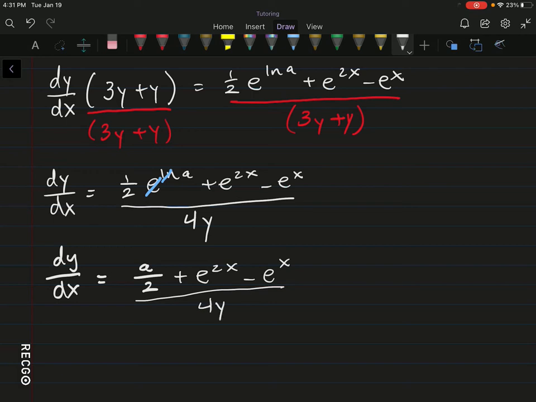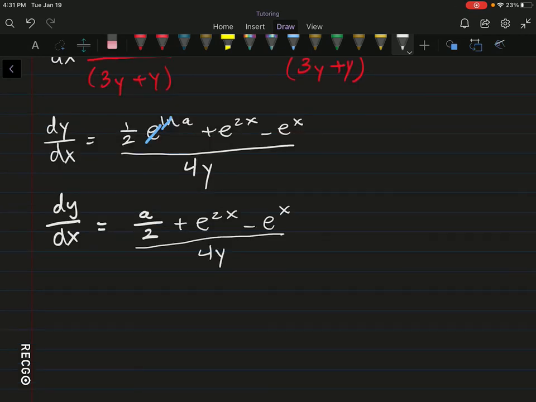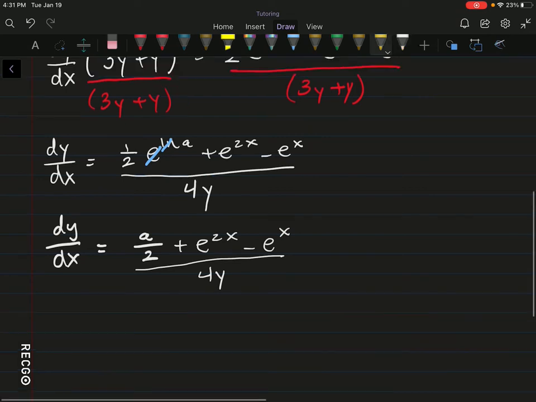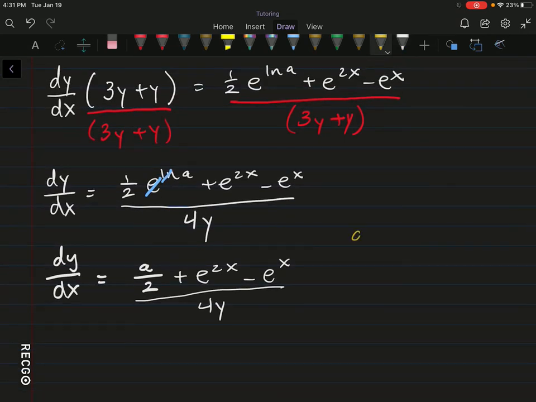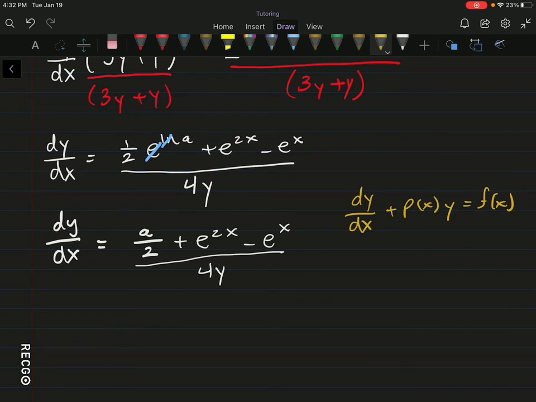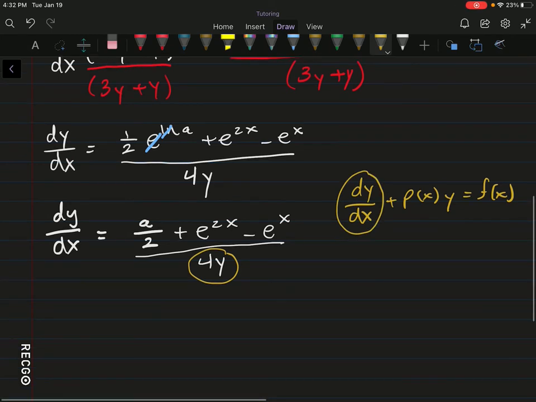over 4y. So now that we're here, we notice that we can't put it into form 2, because form 2 requires us to have dy dx plus p of x times y is equal to f of x. And there's no way for us to move this y over to the other side without it being multiplied to dy dx, and we can't have anything being multiplied by dy dx as it shows in the form. So let's go ahead and try form 1.